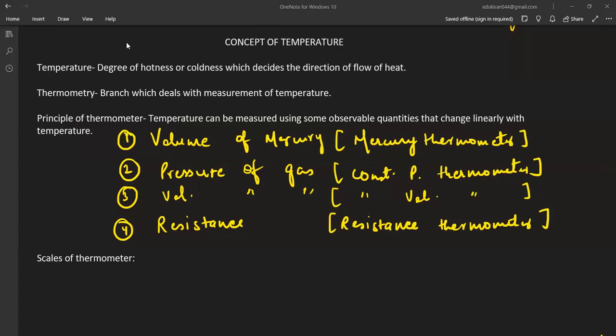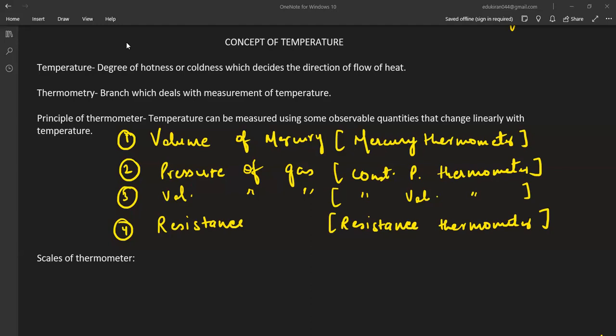Now we'll be discussing the concept of temperature. So what is meant by temperature? Temperature basically tells you the degree of hotness or coldness, which decides the direction of flow of heat. Thermometry is the branch of physics that deals with temperature.